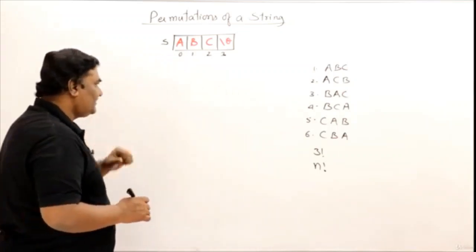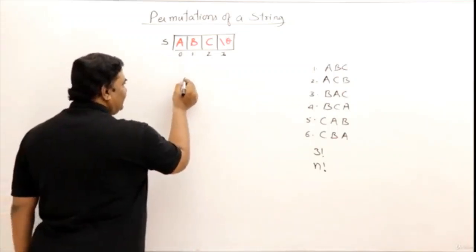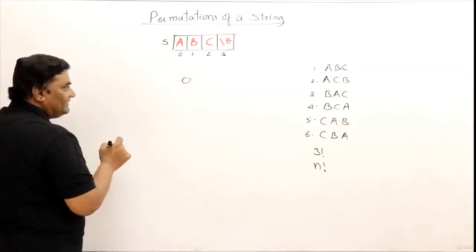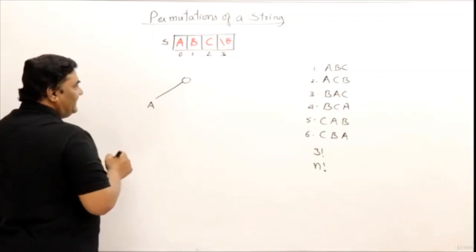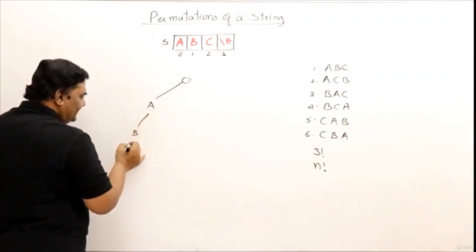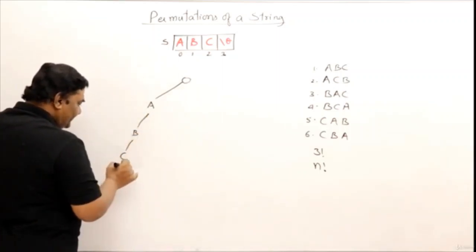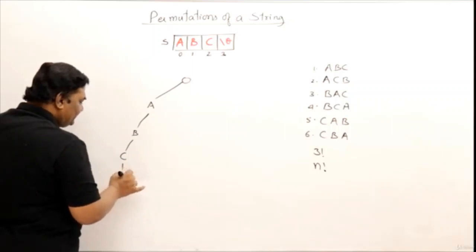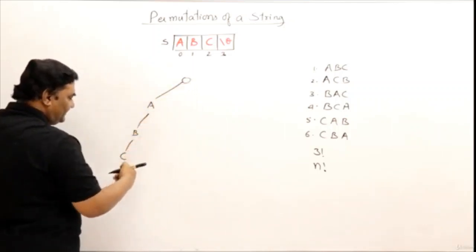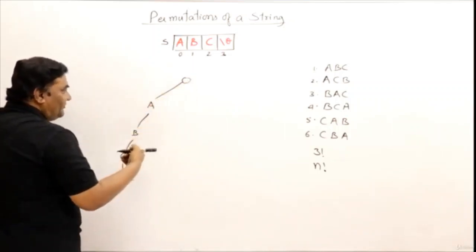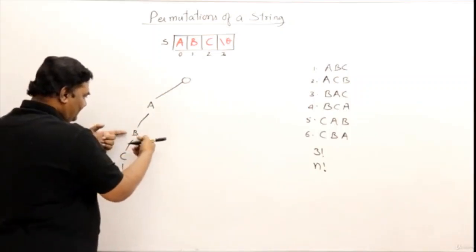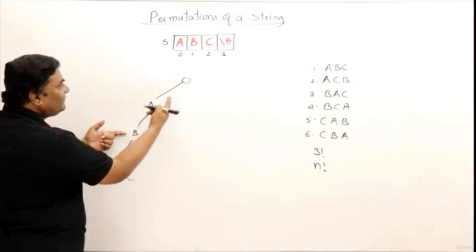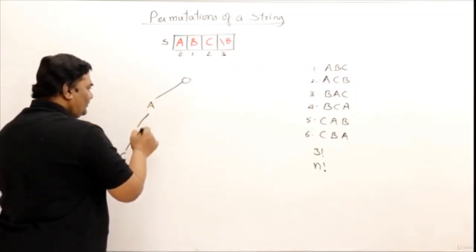Here I'll do the board work. See, let us say this is the starting point, and next the first alphabet A, the next alphabet B, the next alphabet C. So here I got the result ABC, if you come along this path, right? I am forming a tree. After B, there was only one alphabet. Okay, go back to A.